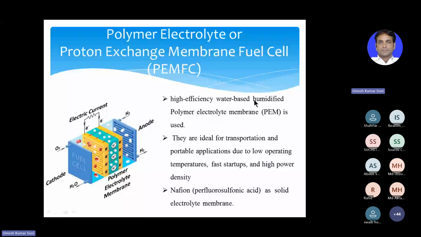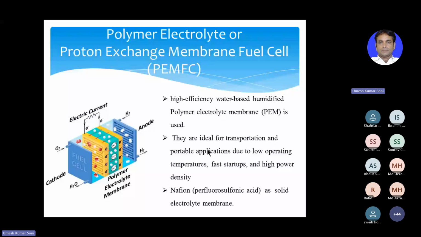If it is not humidified, then it is solid polymer. That is another type of fuel cell. So here it has a very high efficiency. They are very highly used for transportation and portable applications, because they have the lower operating temperature. They are fast startups and high power density.